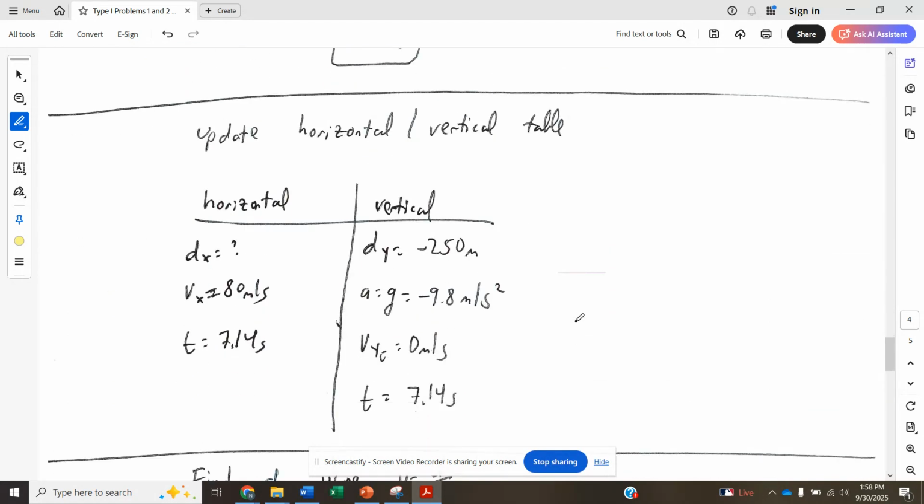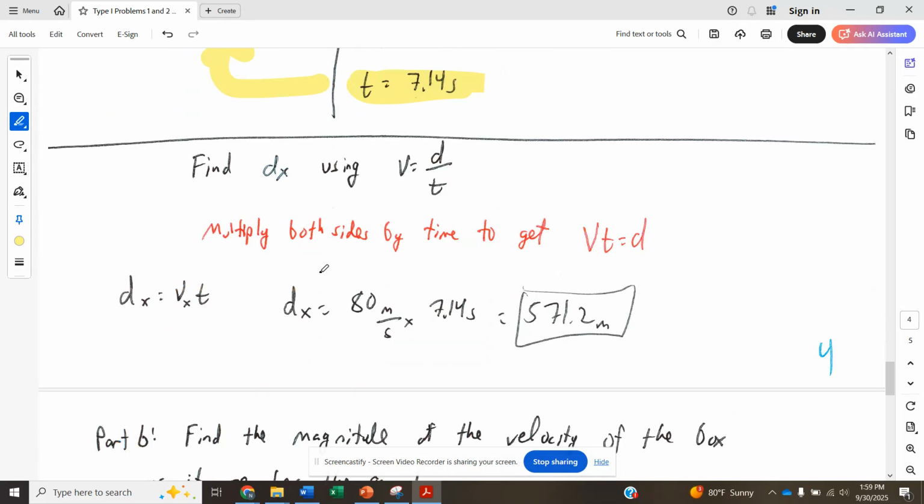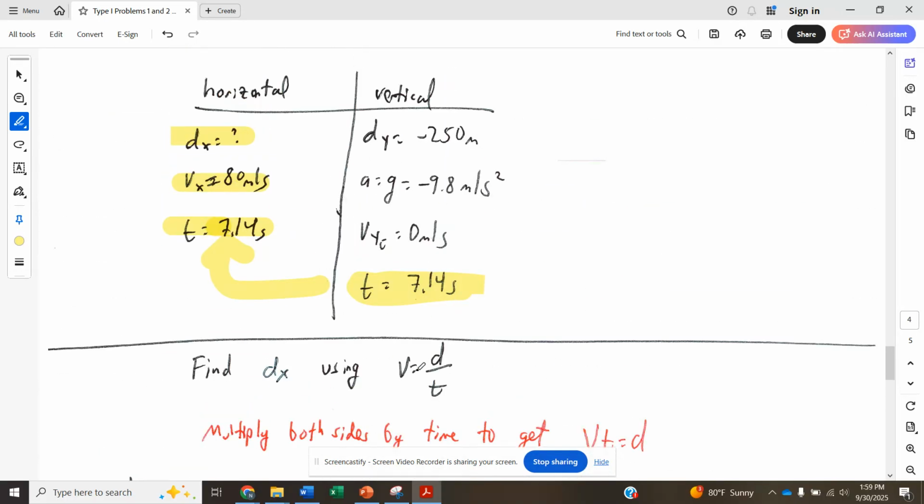Now you can go ahead and update your horizontal and vertical table. So we found that time on the vertical side, which for type 1 problems is equal to the time on the horizontal side. And now that we have two of these three variables on the horizontal side, we have enough information to find displacement. So we'll again use velocity equals distance over time. Remember, that's the only equation we can use on the horizontal side.